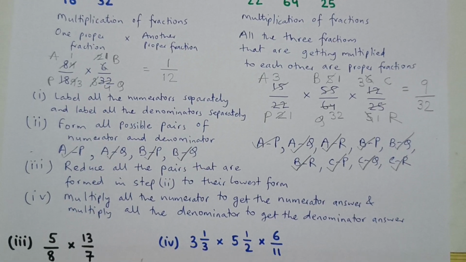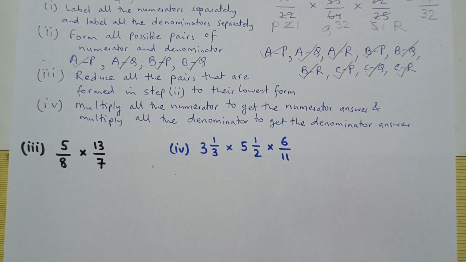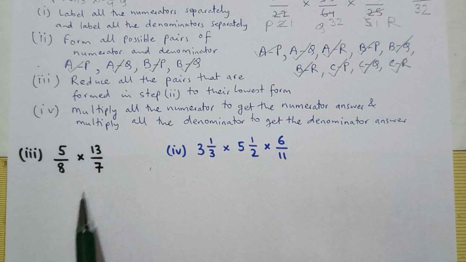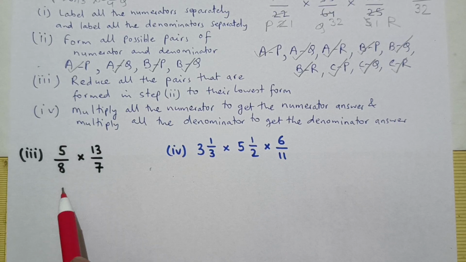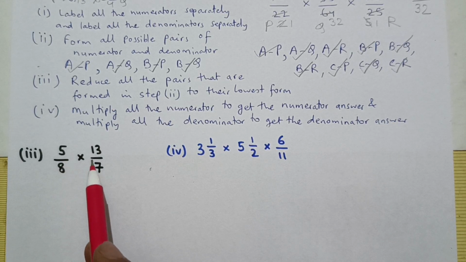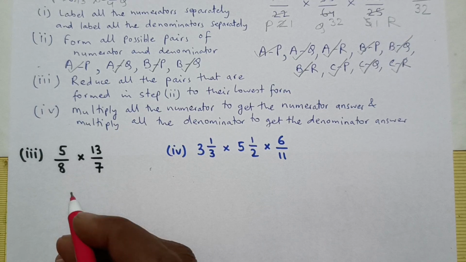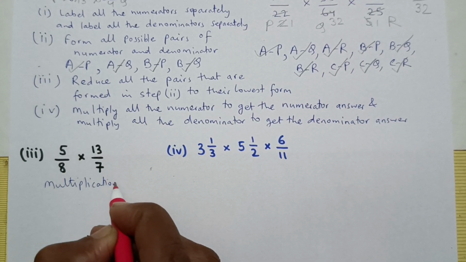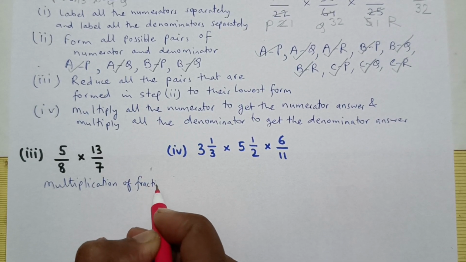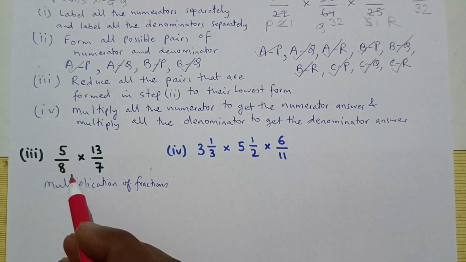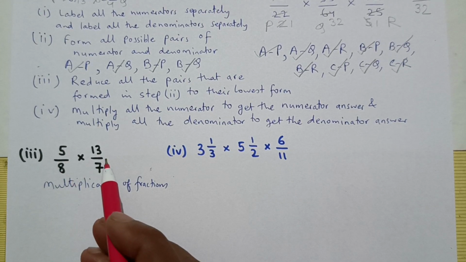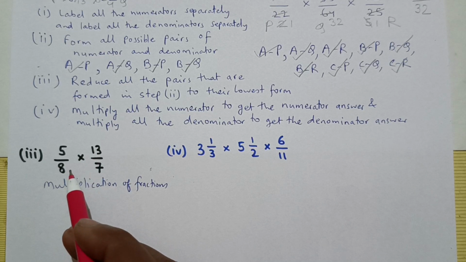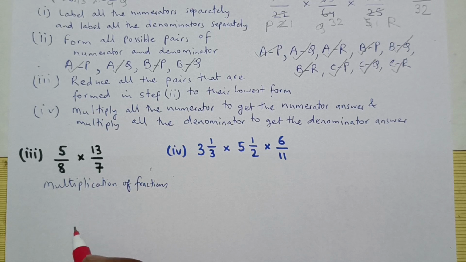Now let us go to question number 3. 5 by 8 multiplied to 13 by 7. So in this question, the fraction 5 by 8 is getting multiplied to the fraction 13 by 7. So this is a question of multiplication of fractions. So in this question, 5 by 8 is a proper fraction, whereas 13 by 7 is an improper fraction. So one proper fraction is getting multiplied to another improper fraction.